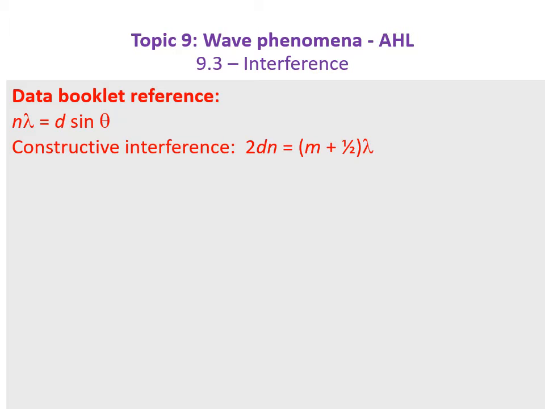So constructive interference for thin film in this case occurs when you have 2dn. This n is not the maximum or the order. This n is the refractive index. d is the depth of the film. n is the refractive index.